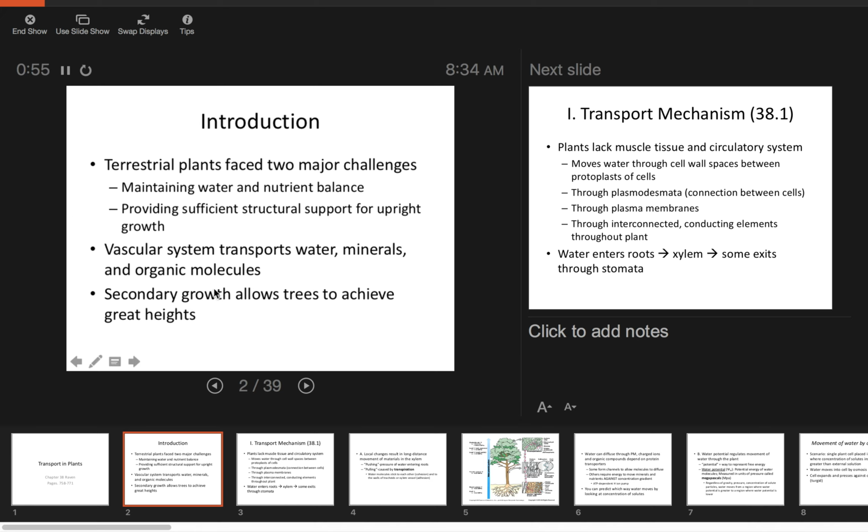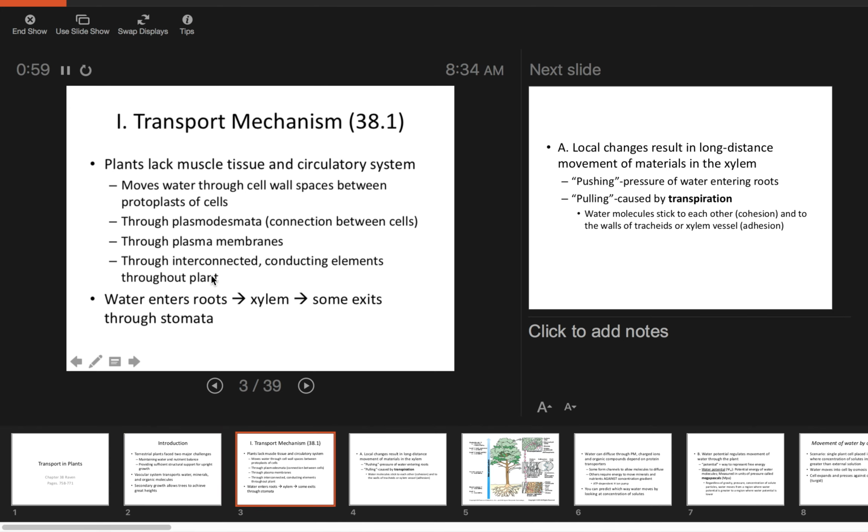So remember, secondary growth is the presence of a woody stem. Now the transport mechanism: plants don't have muscles and they don't have a circulatory system, so there are a couple of different ways they can move substances within themselves. First off, water can go through the cell wall spaces between cells. There are tunnels that connect one cell to another, which we call plasmodesmata. They can move things through their plasma membrane. And then there are the conducting elements like xylem and phloem that move things up and down.